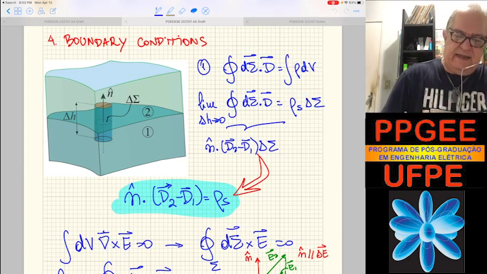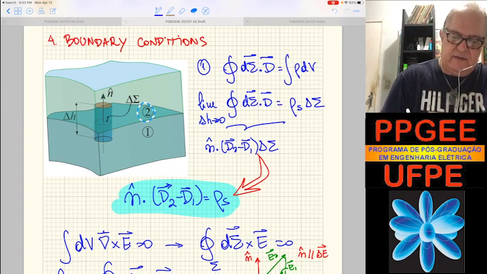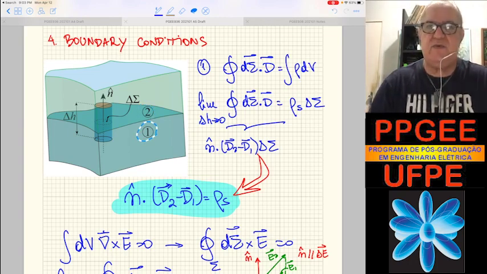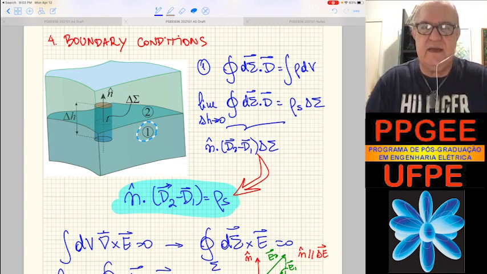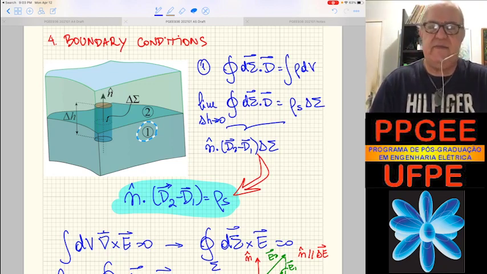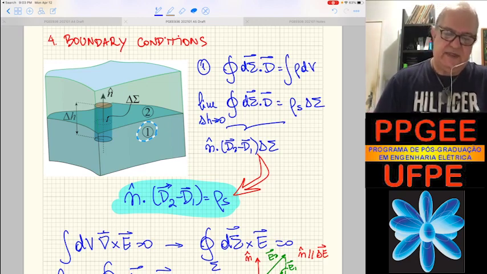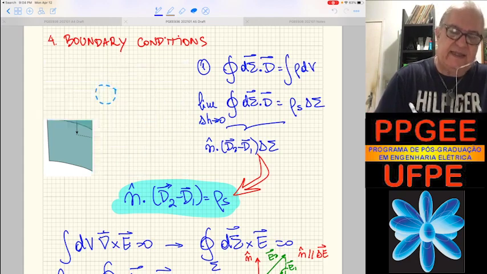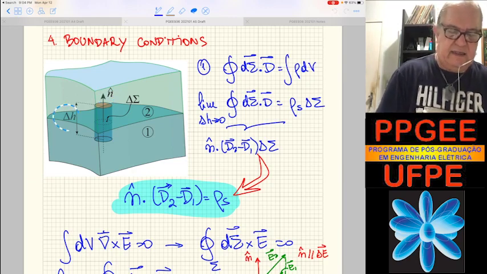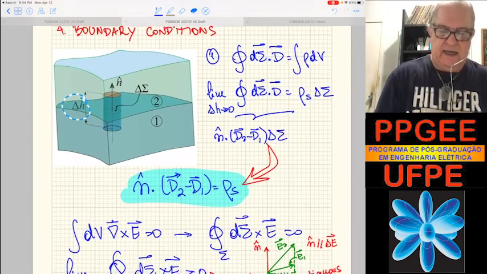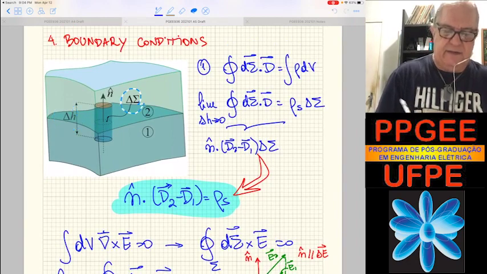So if we make a boundary between two regions, 1 and 2, those regions might be different, for instance, because medium 1 might be a conductor and medium 2 might be vacuum. Medium 1 might be a dielectric, medium 2 another type of dielectric. So I have two different regions separated at the interface, and the normal at the interface, which always points from 1 to 2, is n. We build here a cylinder of a small height, delta H, and a differential area, delta sigma.